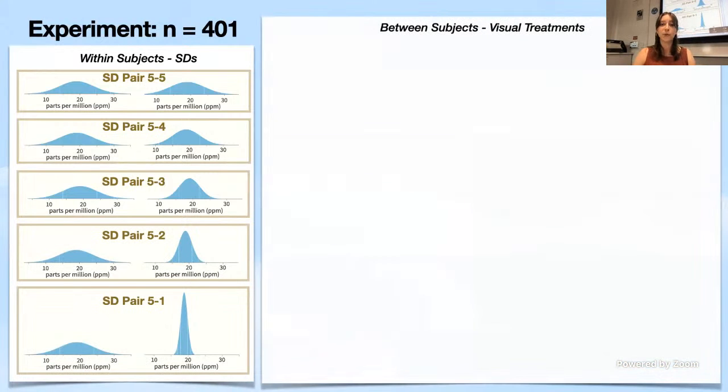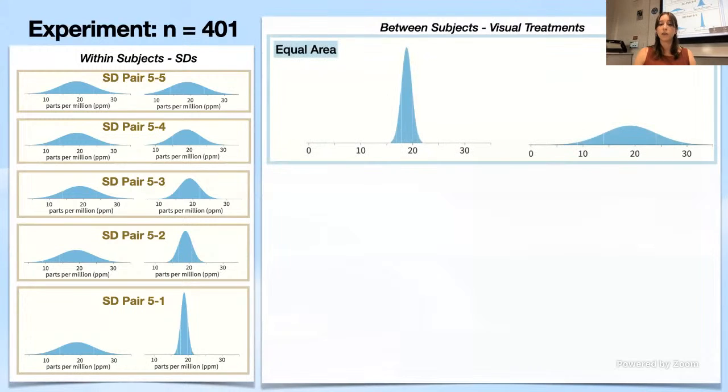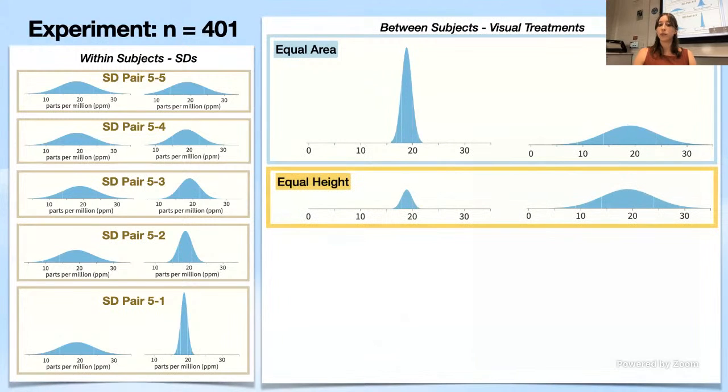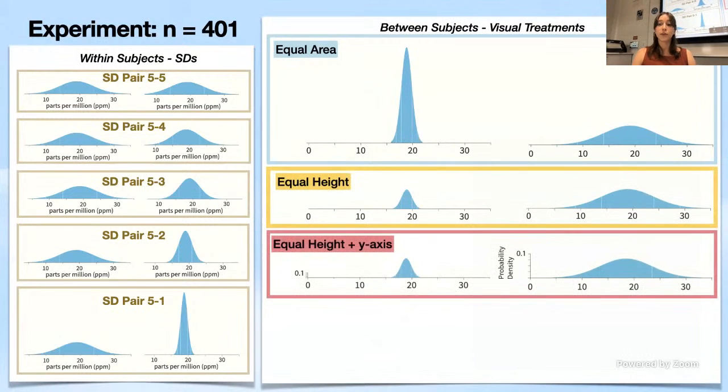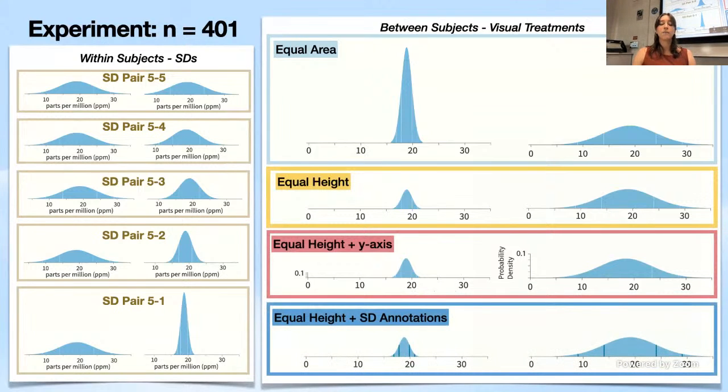We also had some between subject driven visual treatments. So we separated our participants into 4 groups. In the first group, we showed plots that had an equal area. The second group saw plots with an equal height. The third group saw plots with an equal height and a y-axis that was scaled accordingly with that lowered height. And the fourth group saw plots with an equal height and standard deviation annotations marking SDs away from the mean.